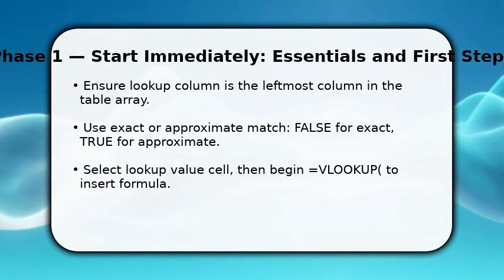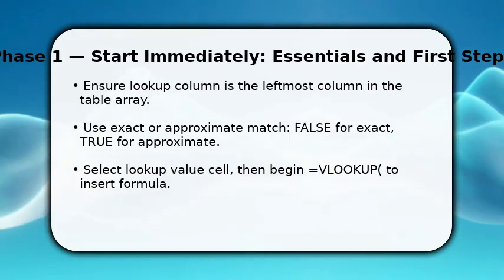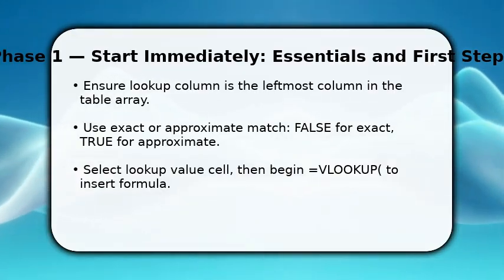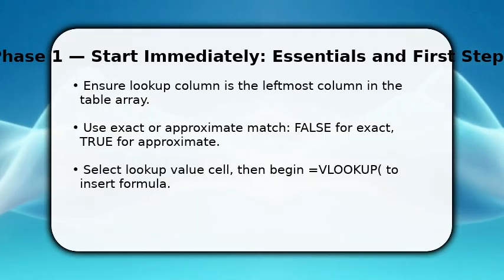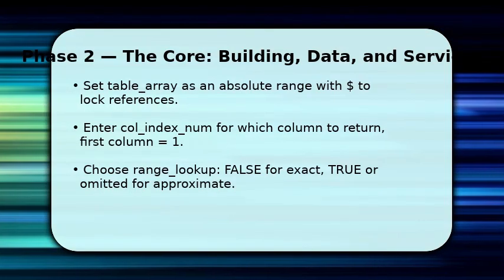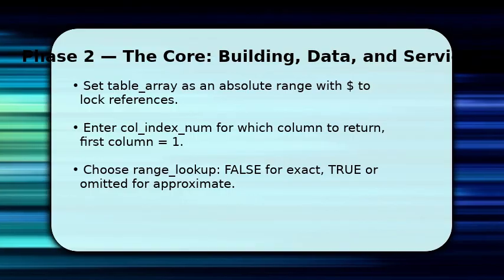Make sure to highlight the full table array next so the formula can pull any column to the right. This sets up the function's inputs correctly. Next, you define the table array. Use $A$1:$D$100 to lock it so copying works predictably.